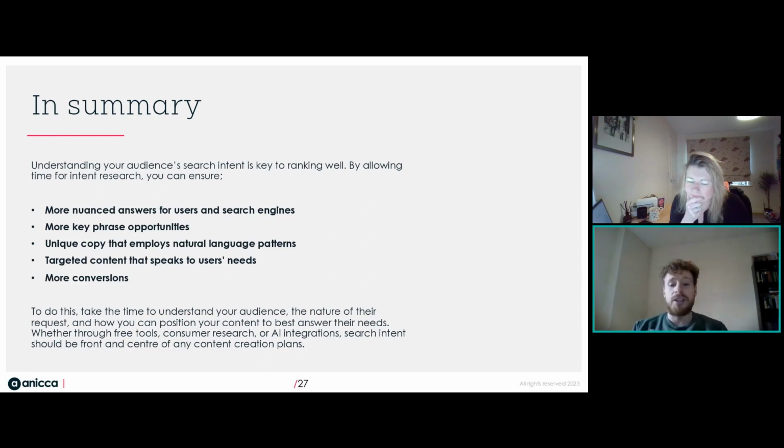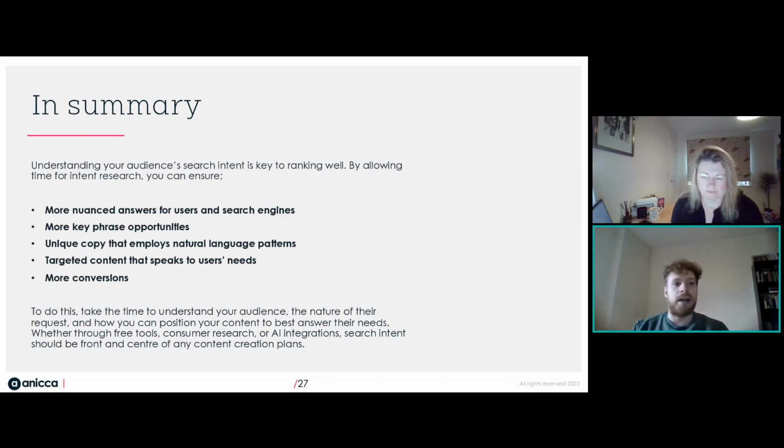So by allowing time for intent research, you can ensure that you find more nuanced answers, more key phrase opportunities, unique copy that employs natural language patterns, targeted content that speaks to needs, and ultimately drives more conversions. So to do this, I think it's best to take the time to understand your audience, the nature of the requests, and how you can position your content to best answer their needs.